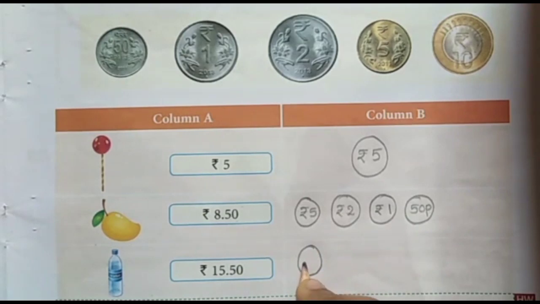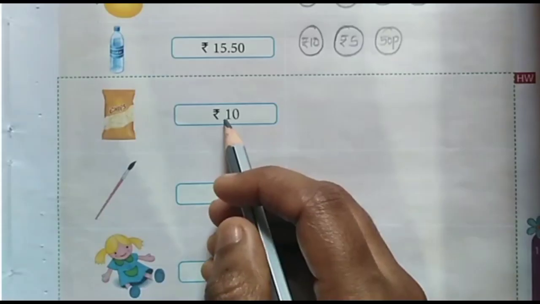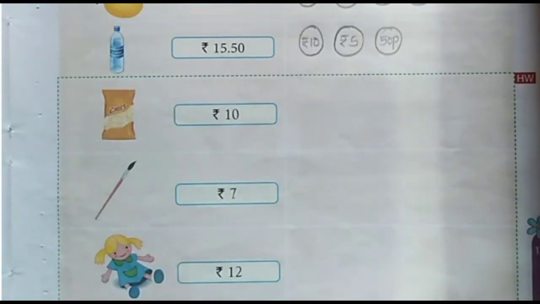So we can write 1 10 rupee coin, 1 5 rupee coin. So the total amount is 10 plus 5, 15, then 1 50 paise coin. So the total amount is 10 plus 5, 15, 15 rupees 50 paise. Like this way you can do the rest as homework.